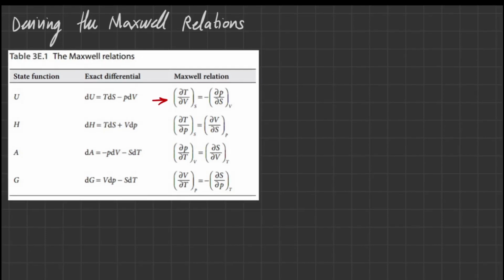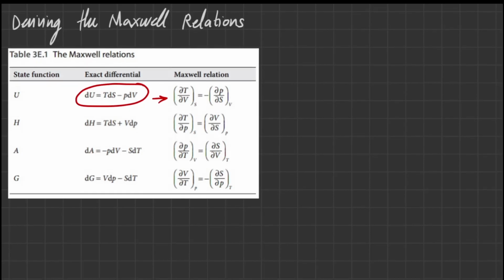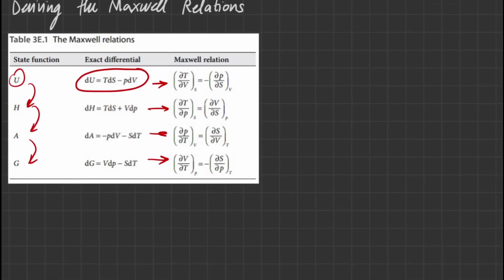Okay, in this video I will be deriving the Maxwell Relations. Know that you only really need to know this one, which is called the fundamental equation. So we're going to start with deriving the exact differential for U, and then we're going to derive it for all of these, and then from there it should be simple to get to the Maxwell Relations.